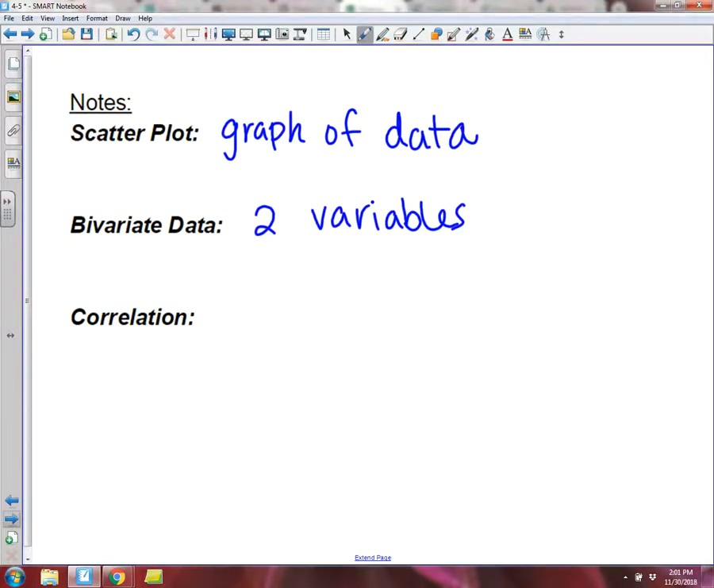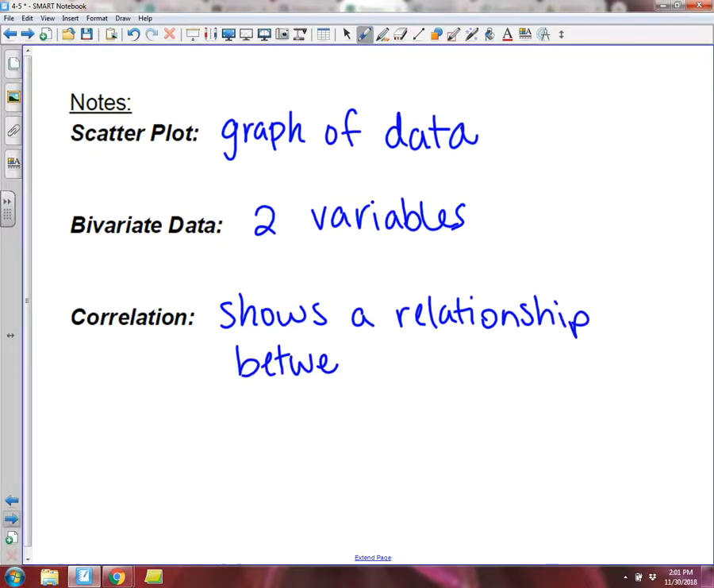What's correlation? Shows a relationship between the variables. Awesome. What are your choices for correlation? You have 3 options.